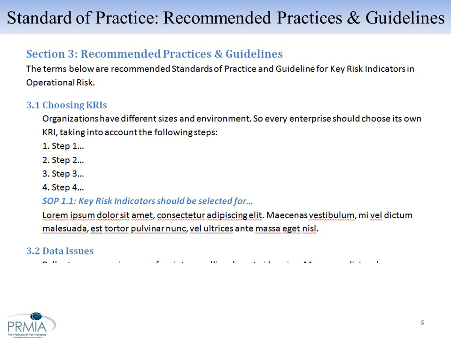And then very importantly, if you look down here where you see SoP 1.1, key risk indicators should be selected for, well, this is going to be the very boiled down standards of practice that people will need to think about when they are using these. So it'll be the essence of what a standard of practice is, and if you think about perhaps maybe there's 5 or 6 sections or subsections in section 3, then you're looking at maybe 5 or 6 standards of practice coming out.